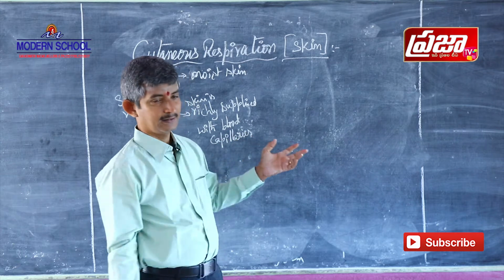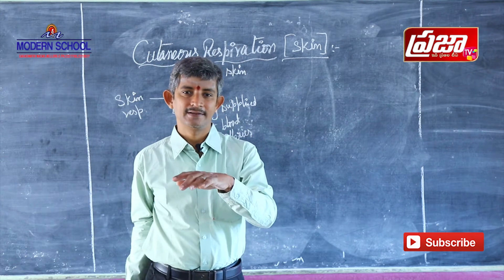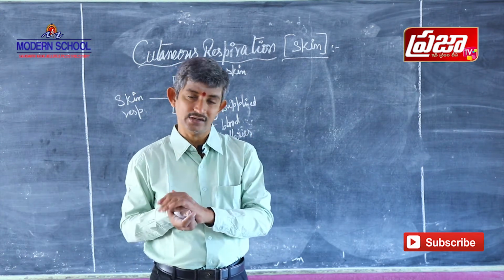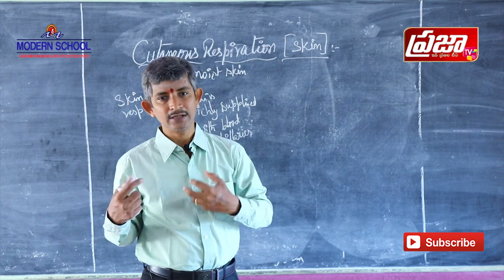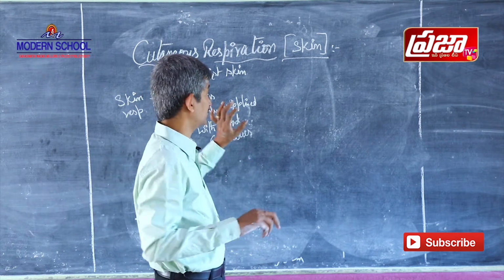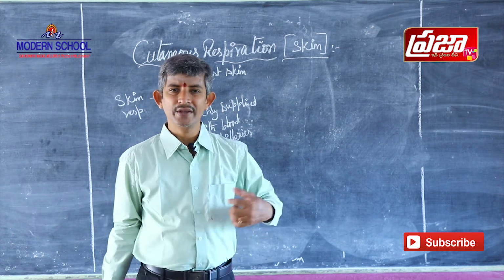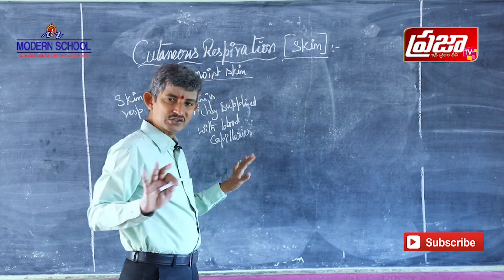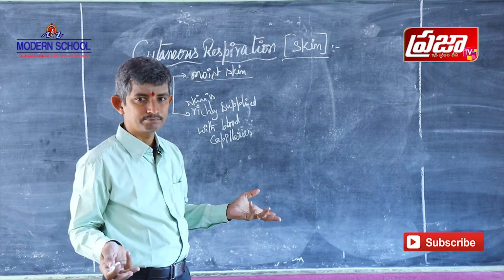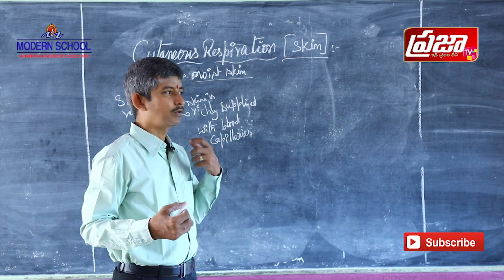Then you may say, sir, we can pour water on the skin, then our skin will be moist, no? And we have so many blood vessels beneath the skin. That is also helpful for respiration. But here it is not according to that. Why is it not? Because our skin is not always moist, it will dry up. So that's the reason we don't have that respiration.